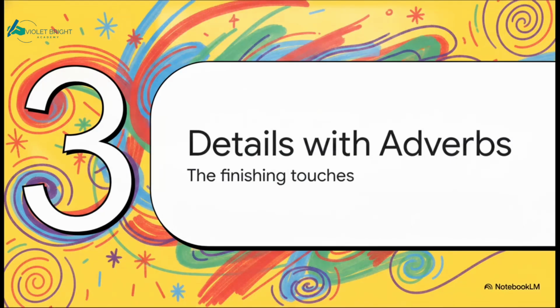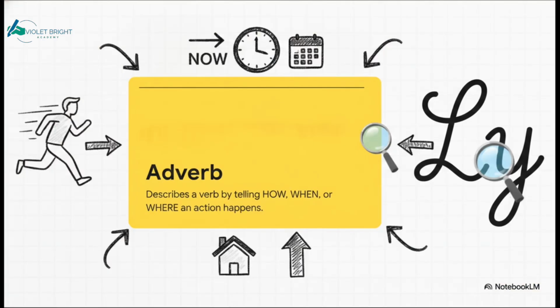All right, section 3, adding details using adverbs. This is where we bring in the paint and the finishing touches. Adverbs are the ultimate modifiers. Basically, an adverb describes a verb by telling us how, when, or where an action happens. They give us the juicy, specific circumstances of the action.